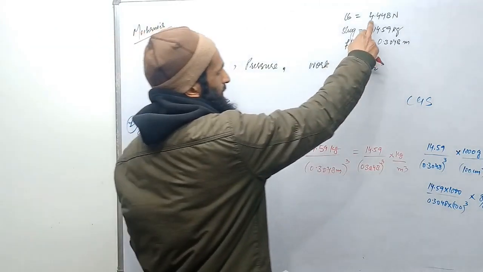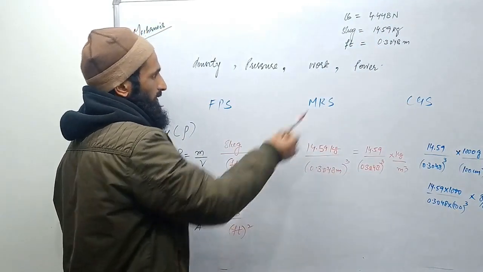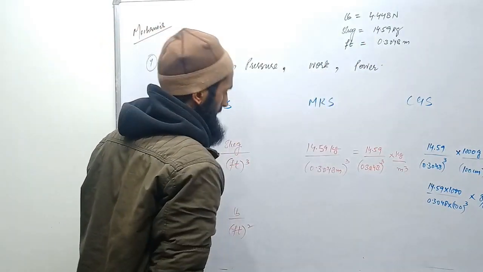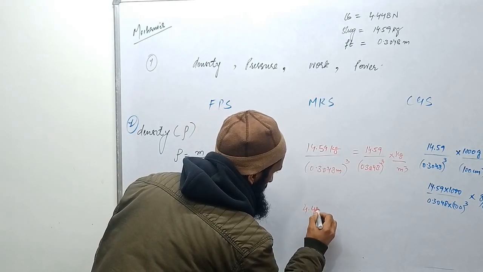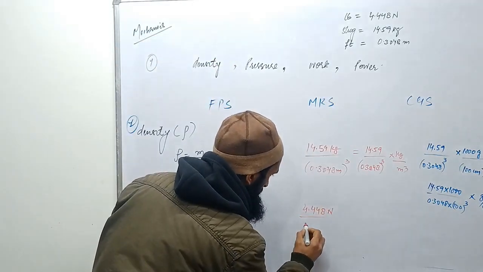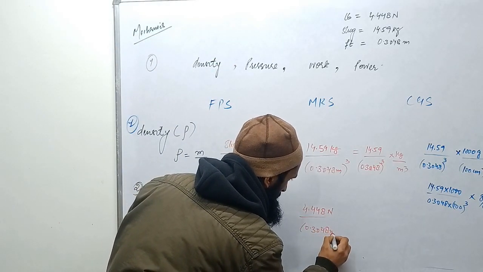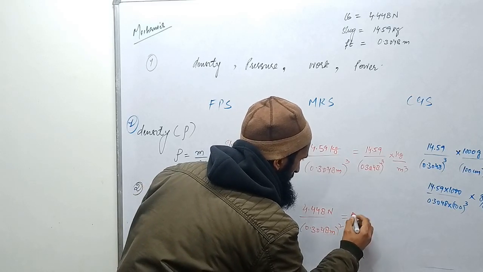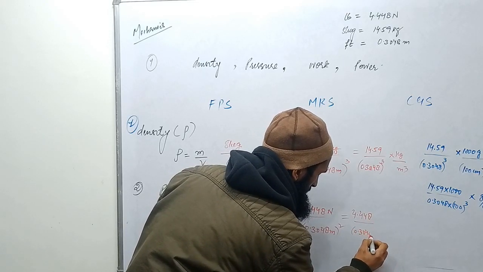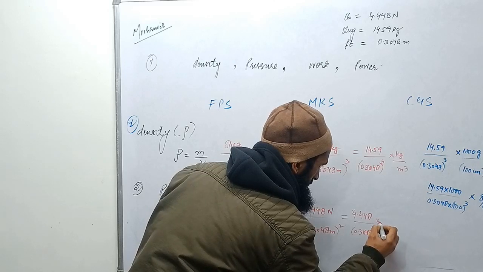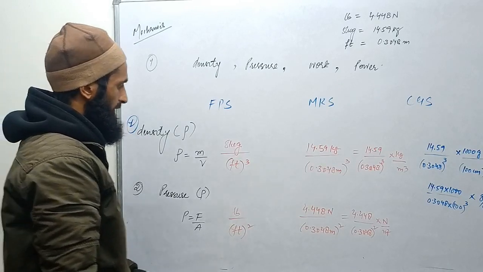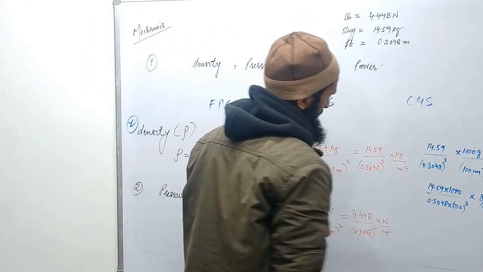We know in MKS system the unit of force is Newton, and lb is equal to 4.448 Newton. So 4.448 Newton divided by 1 foot, which is 0.3048 meter, squared. This will be 4.448 divided by 0.3048 square Newton per meter square. Okay, so further we have to convert it into CGS system.